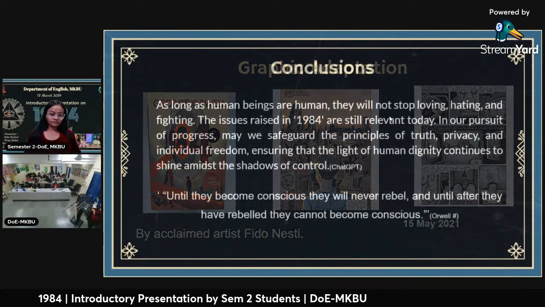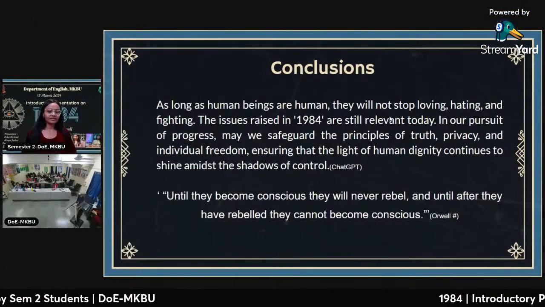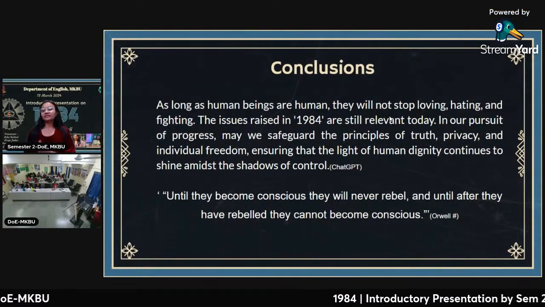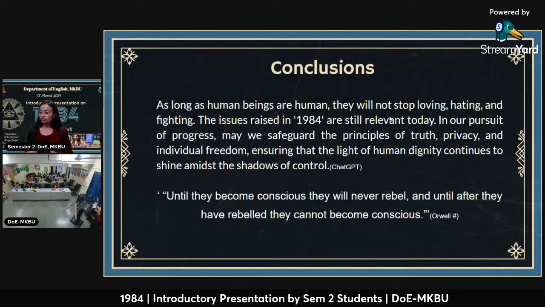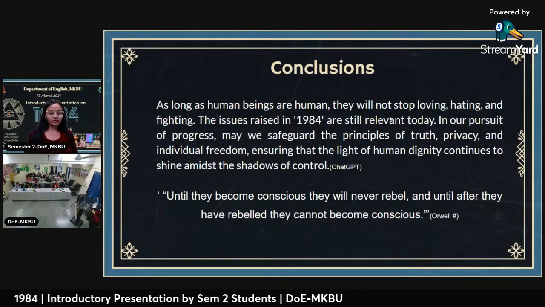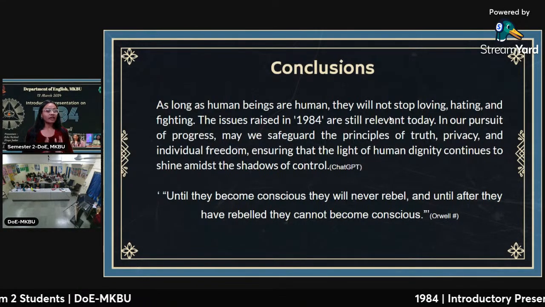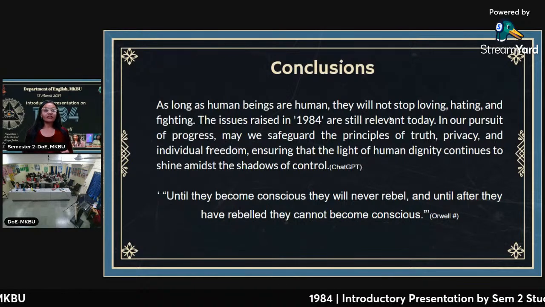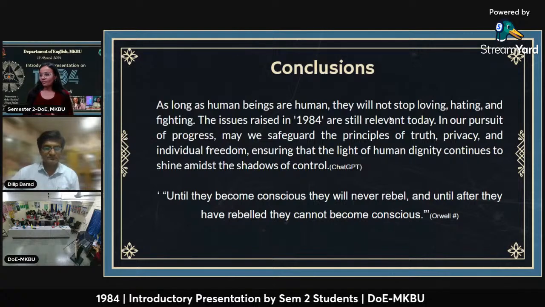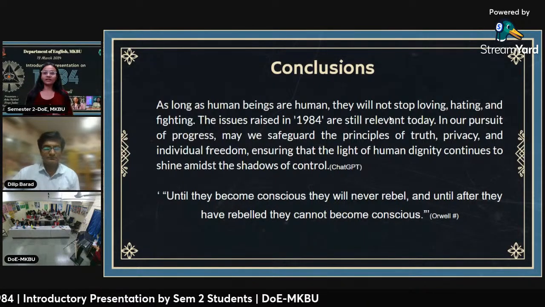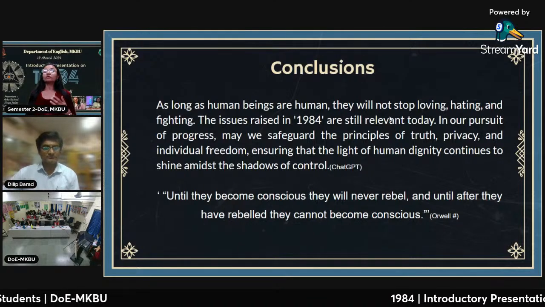So, in conclusion, as long as human beings are human, they will not stop loving, hating, or fighting. The issues raised in 1984 are still relevant. In our pursuit of progress, may we safeguard the principle of truth, privacy, and individual freedom, ensuring that the light of human dignity continues to shine amidst the shadow of control. Technological advancement will happen in the future too, but the ethics connected with it is the question, and humans have to look for that.